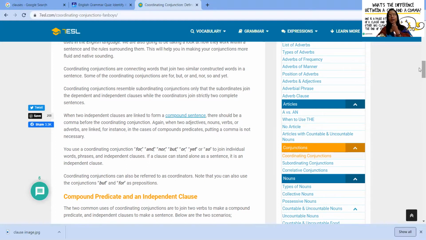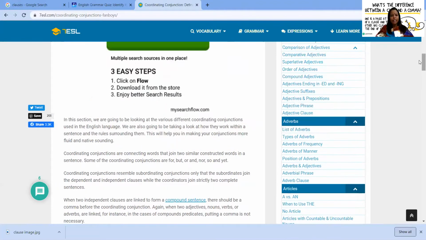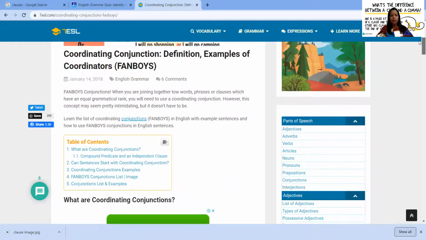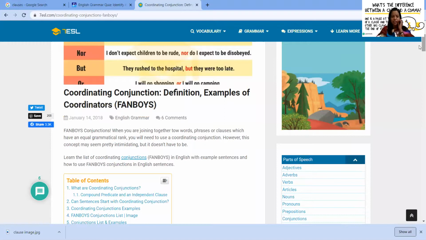I had to give an exam, so I wasn't able to come on time. Okay, so that is how I'm trying to connect two sentences. Those were precisely the conjunctions, the FANBOYS conjunctions.